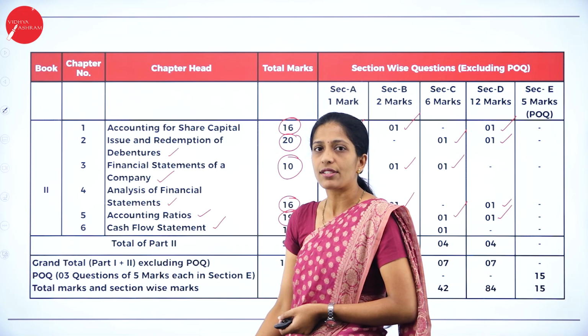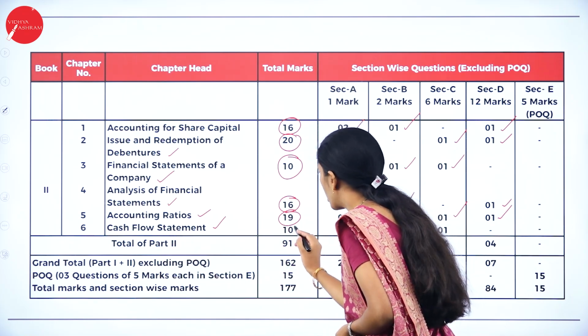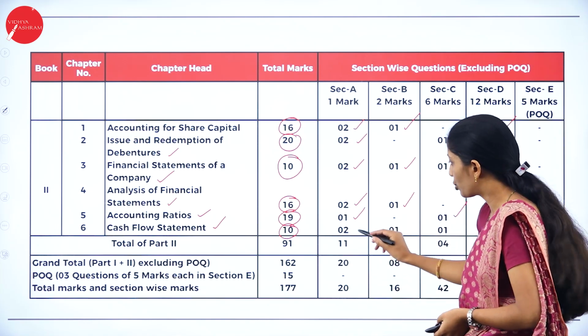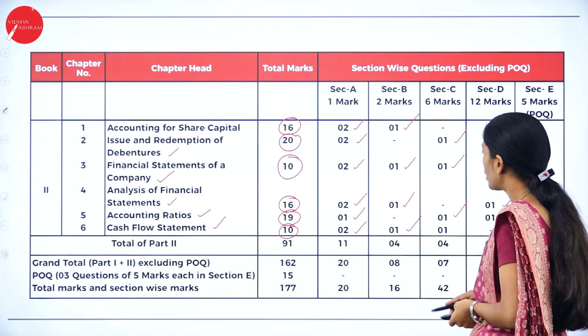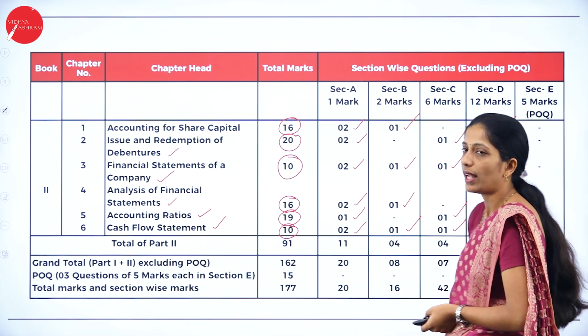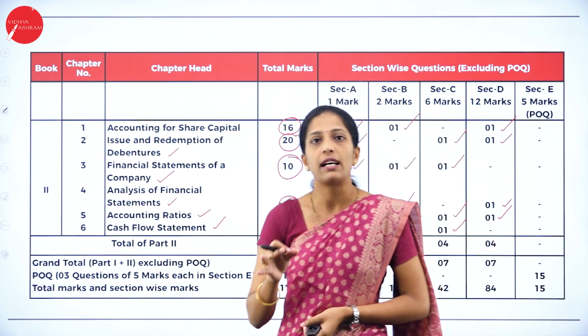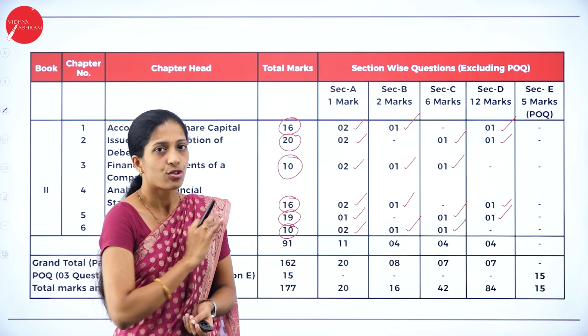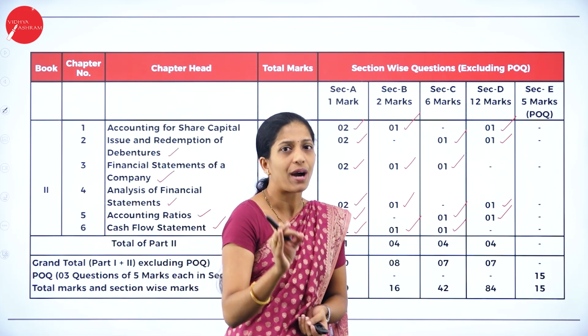Now coming to your last chapter, Cash Flow Statement. The total weightage is 10 marks here, where you can expect 2 questions of 1 mark, 1 question of 2 marks, and 1 question of 6 marks. So hope you are clear about the weightage under Part 2 or Part B, that is your Book 2 or Part 2.